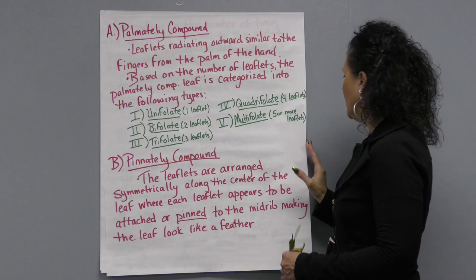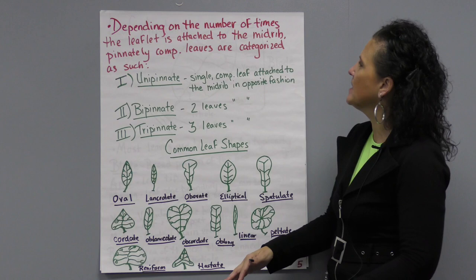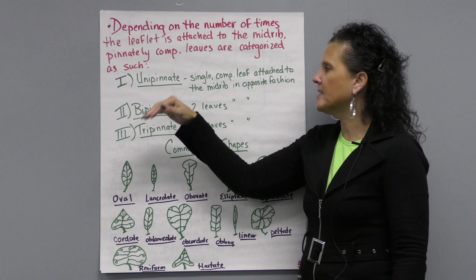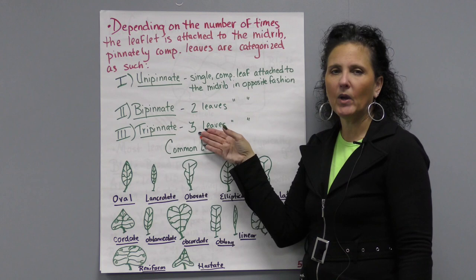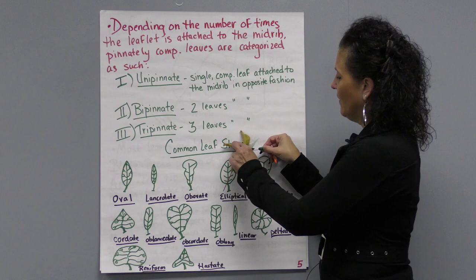Depending on the number of times the leaflet is attached to the midrib, pinnately compound leaves are also categorized. The same sort of idea. Uni, 1, pinnate, we have a single compound leaf attached to the midrib. If we have bipinnate, we have 2. Tripinnate, we have 3 leaves that are attached. Sort of like our example here, we see these 3 leaves that are attached to our midvein.